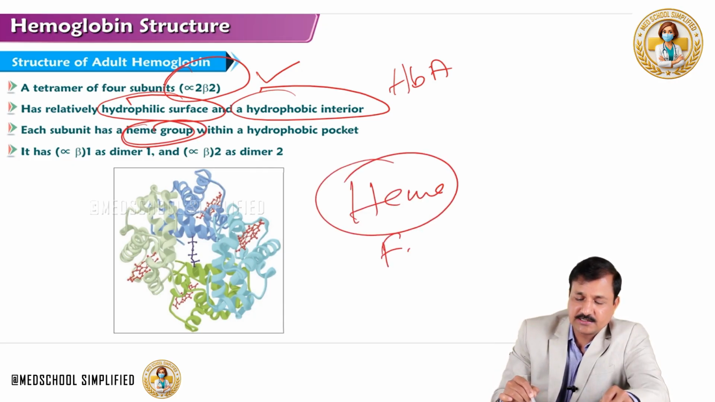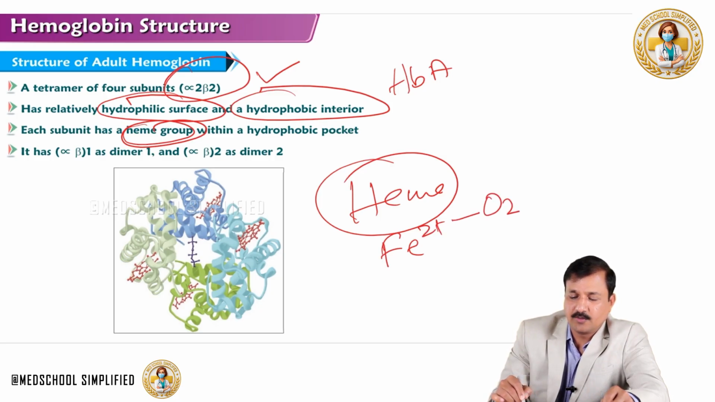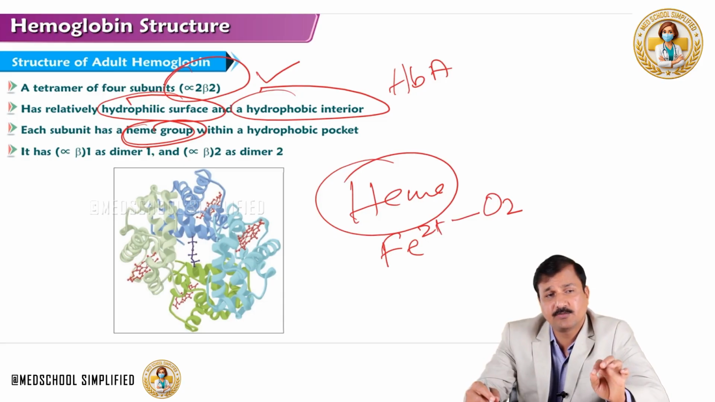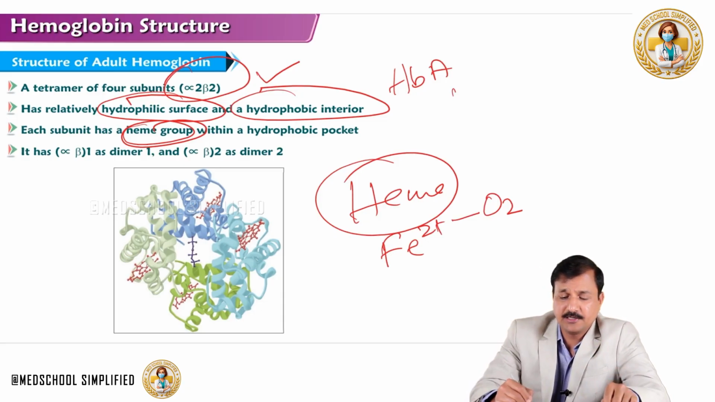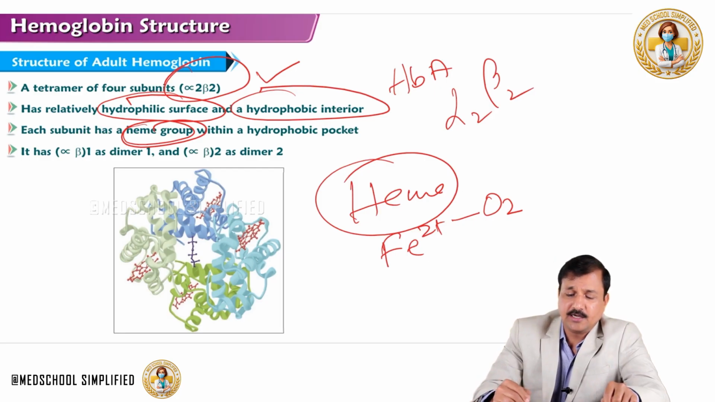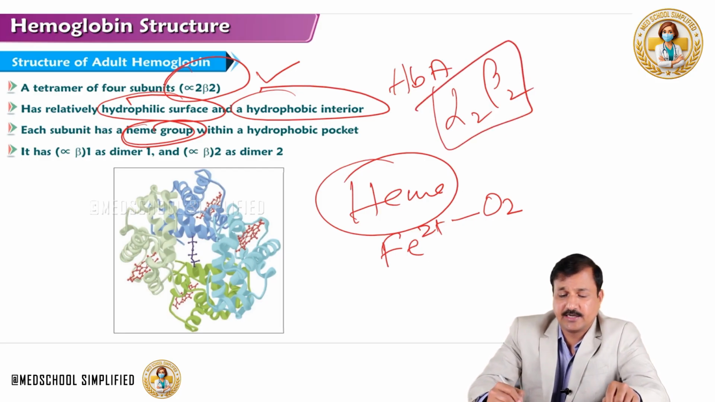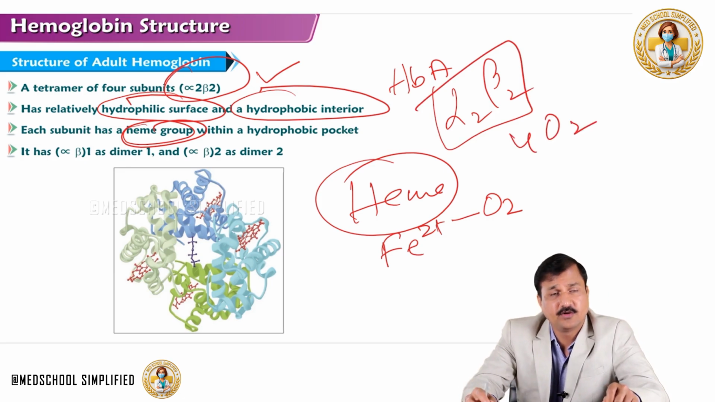And each subunit has a heme group within this hydrophobic pocket, and these heme groups contain ferrous iron, Fe2+, and this ferrous iron can bind with one molecule of oxygen. So each subunit has one heme group. That means we have 4 subunits in an adult hemoglobin. That means adult hemoglobin, when fully saturated, can bind with 4 molecules of oxygen.